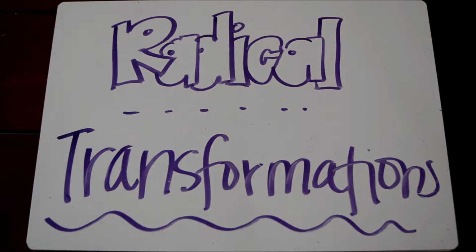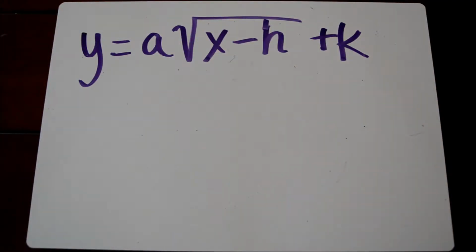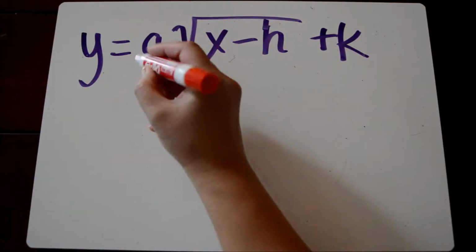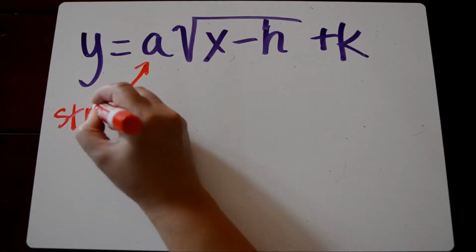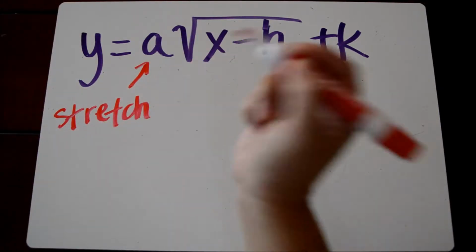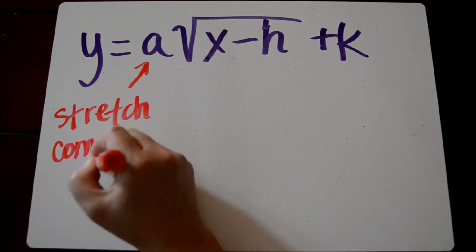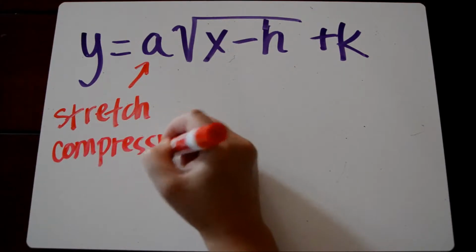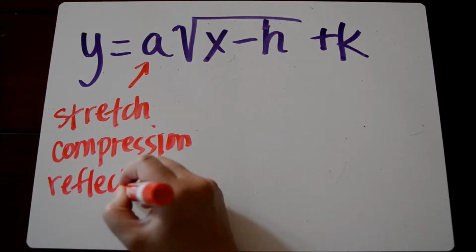Today our lesson is on transformations of radical functions. Let's review the transformation equation for radicals. First of all, our a value will tell us three things. It will tell us if our graph has a vertical stretch or a vertical compression. It will also tell us if our graph was reflected across the x-axis.